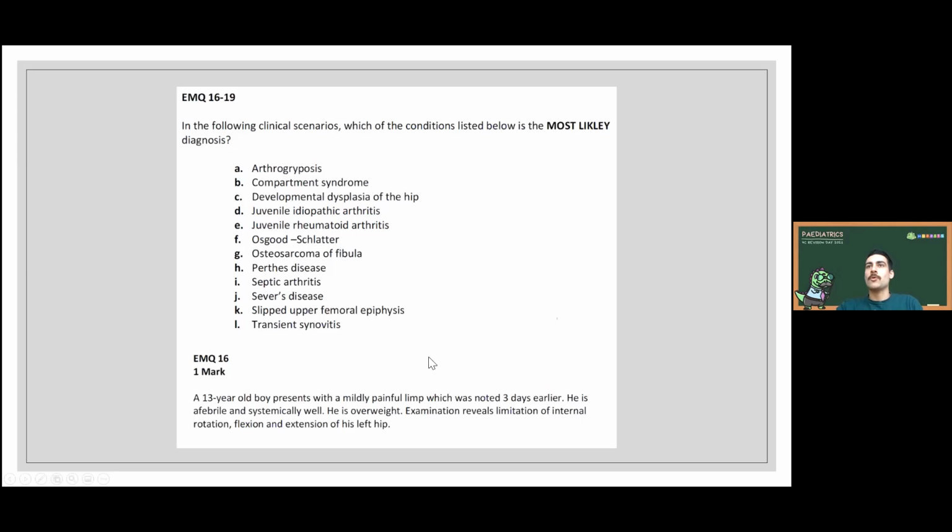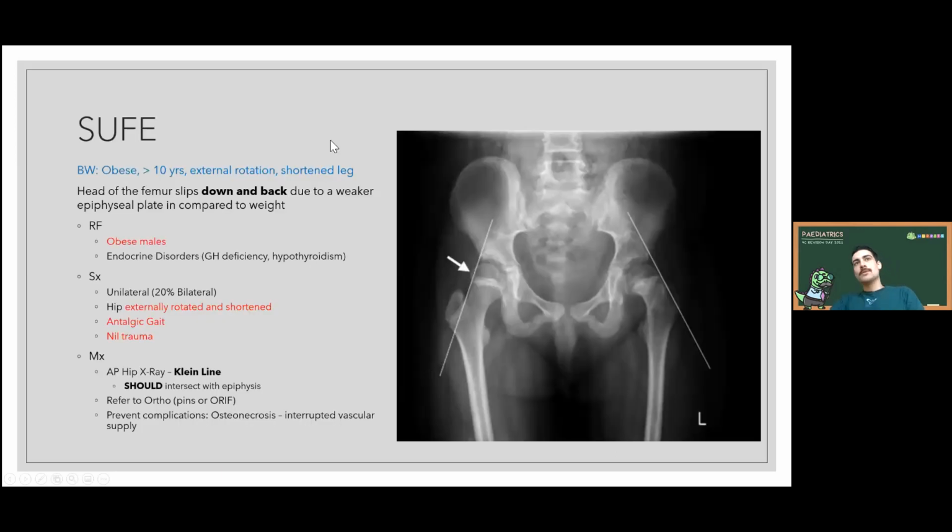Great, so the buzzword here is overweight, so it'll be SUFI. So SUFI is where, when you're over 10 years or so, you still have that growth plate yet to fuse after puberty. And that can be quite weak, and under a lot of weight for a kid, the head of the femur can break off and slip back and down. And so that's why the buzzword is obese males, because it's usually the weak growth plate against the weight.